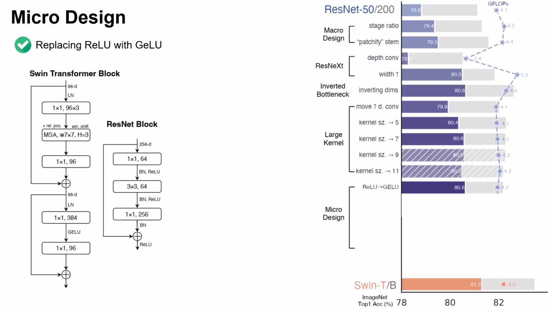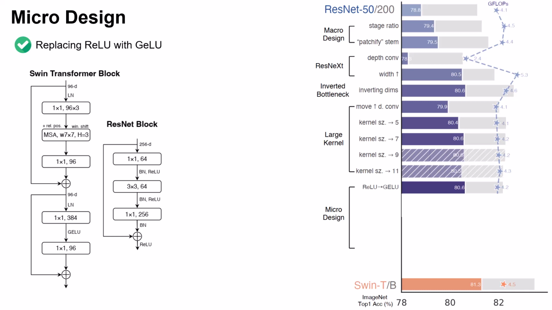And by replacing ReLU with GELU, the performance becomes the same, the gigaflops remains the same, so they realized that changing the activation function is pointless, but they said since transformers are using GELU, let's just stick to GELU again. So since now we're using GELU, they realized that when we look at the Swin Transformer block, we only have one GELU, which is here.